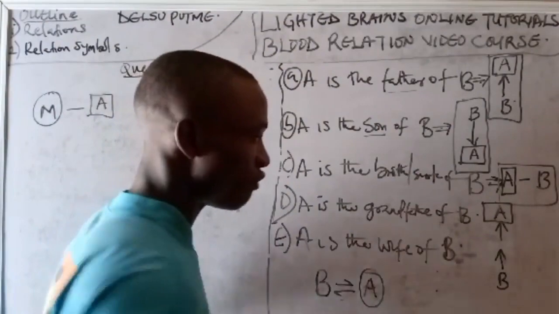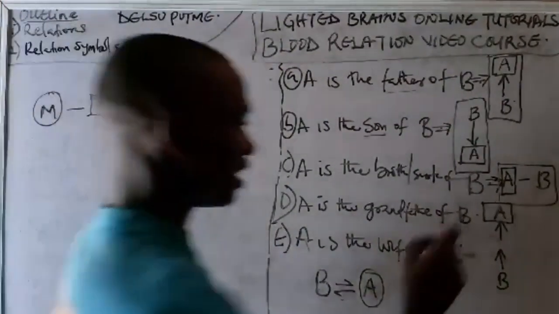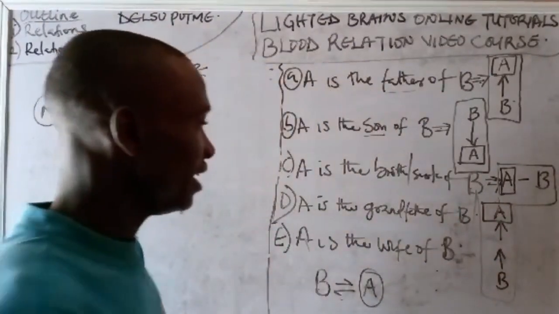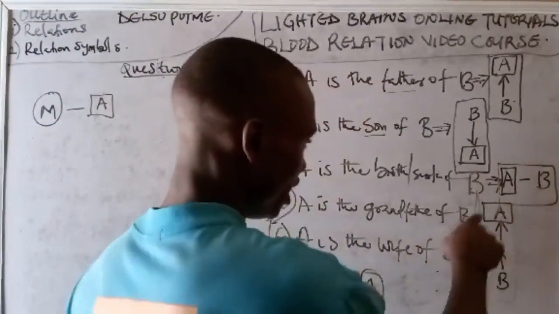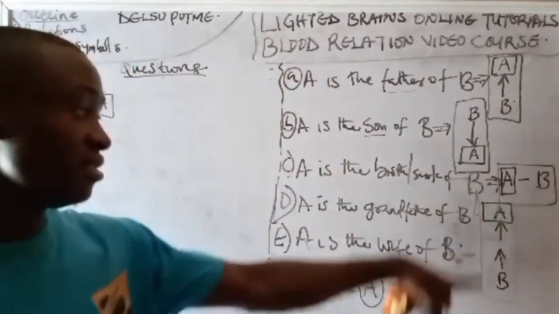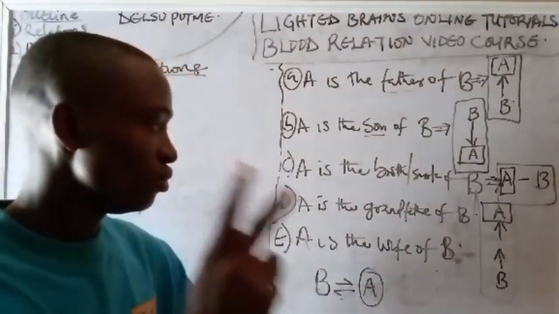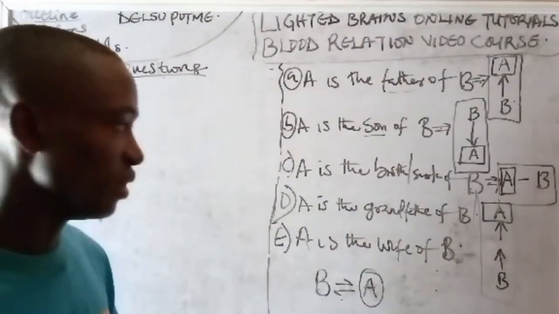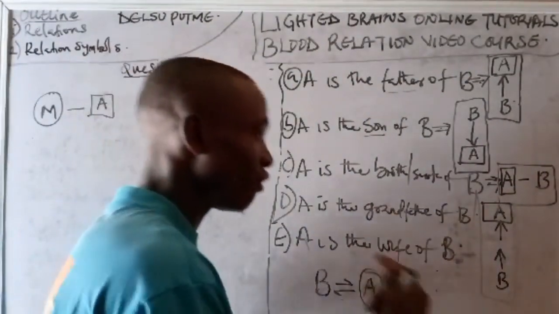A is the grandfather of B. Now, this is second generation. Two generations, A then B. It's very simple, right? So we have A is the wife of B.